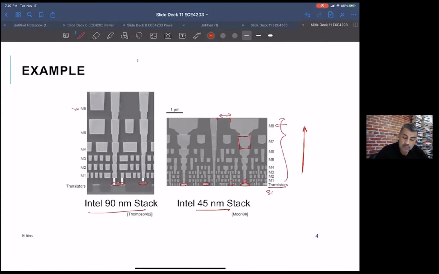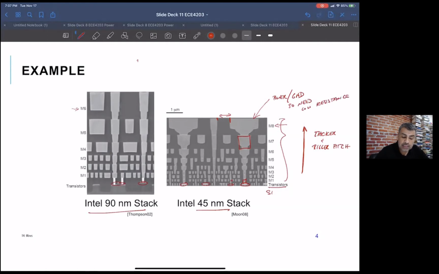So we get thicker and bigger pitch. And the reason for it is that you end up using these top layers mostly for power and ground connections on your chip. And you need a lot of that, and you need it to be low resistance.